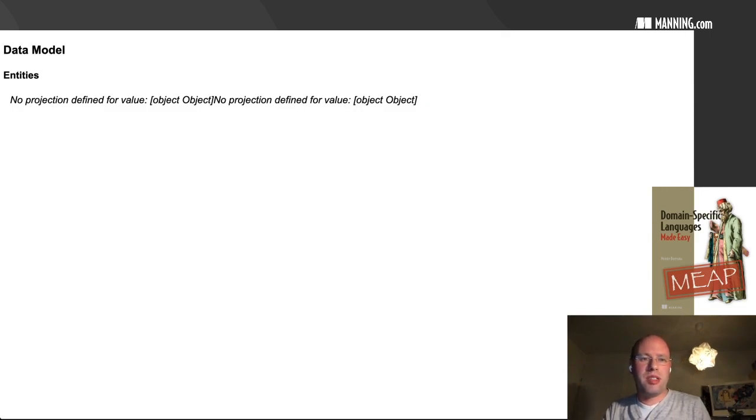Okay, that's a bit better. So we now see that we have indeed a data model thing, an entities title, and then two times the no projection defined for value object. Great. Well, that's indeed where we wanted to be.